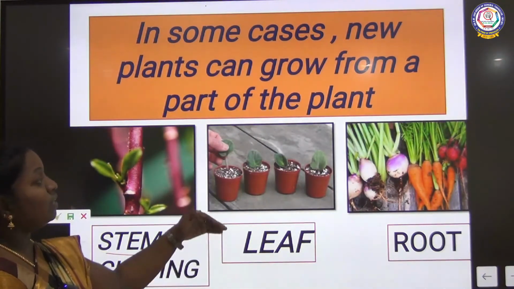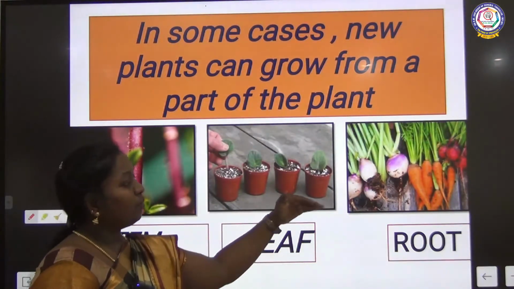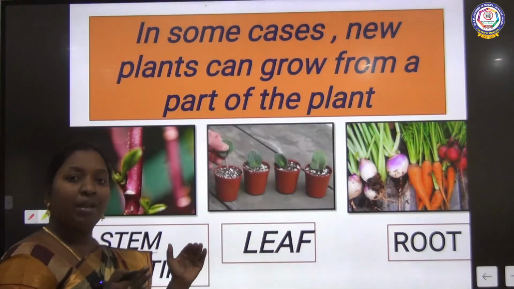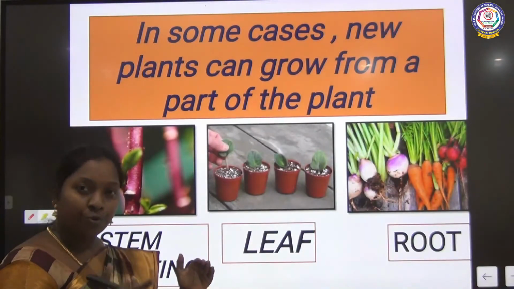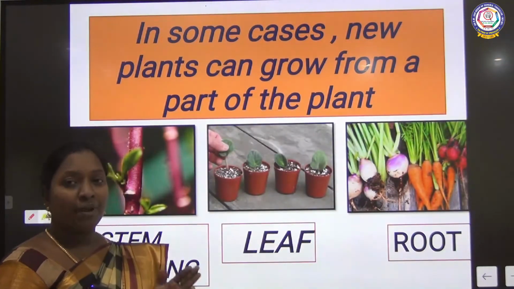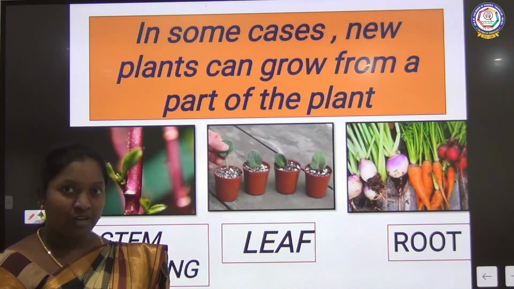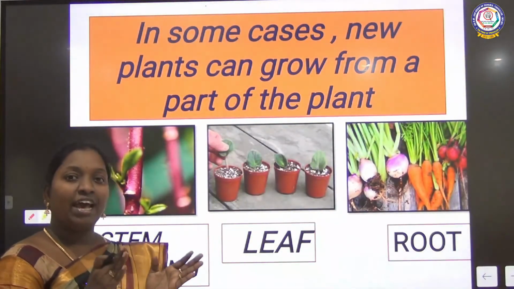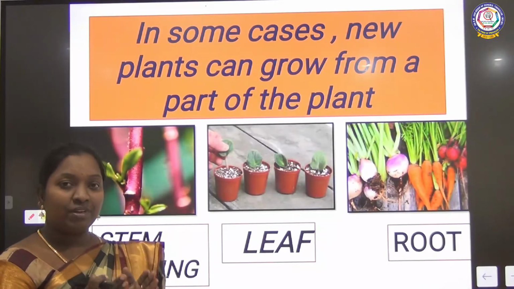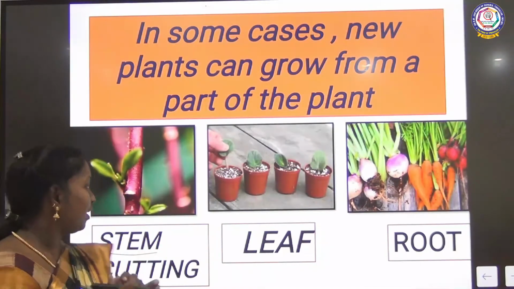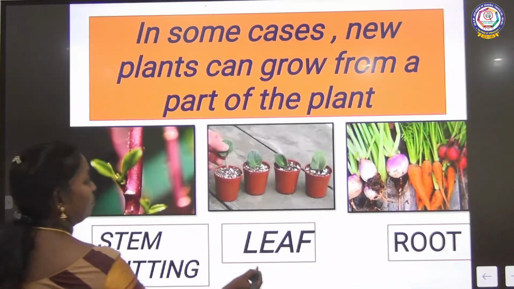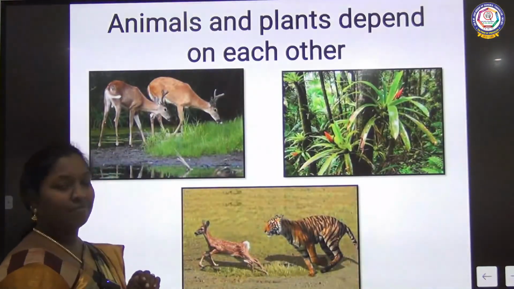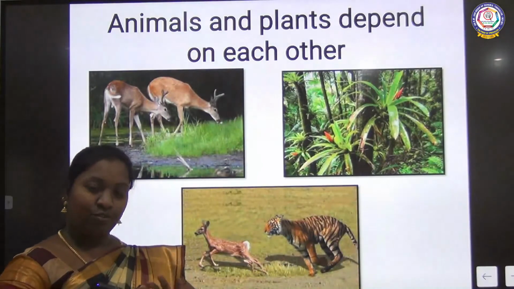The next way is by cutting a leaf, and then by taking a part of a root. Through this, plants also produce a new plant. Like animals, plants also produce movement. Are you taking notes? Because you have to find out in which ways animals and plants are similar and different. So far we have seen the differences.